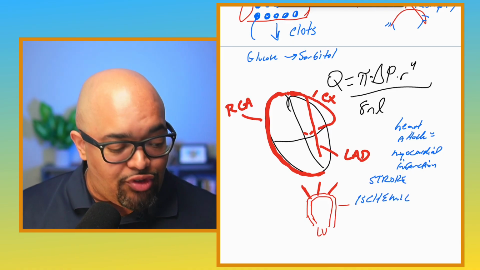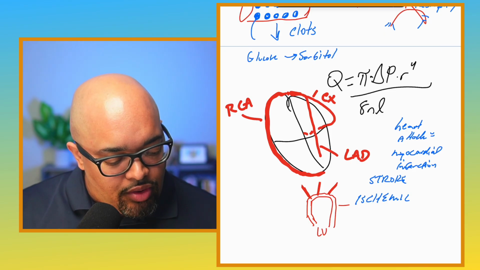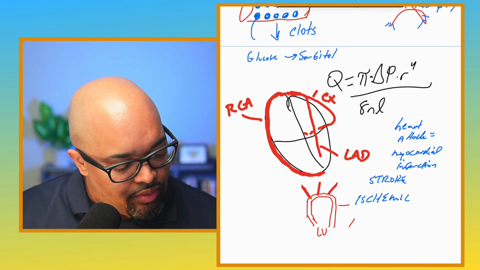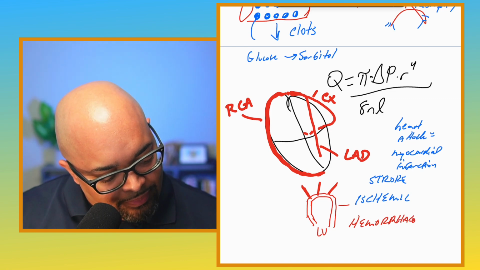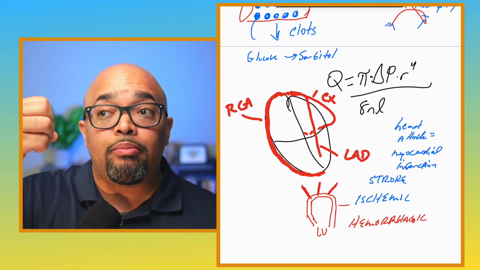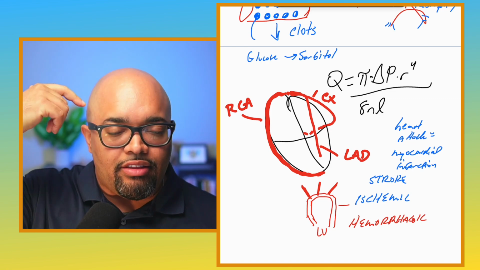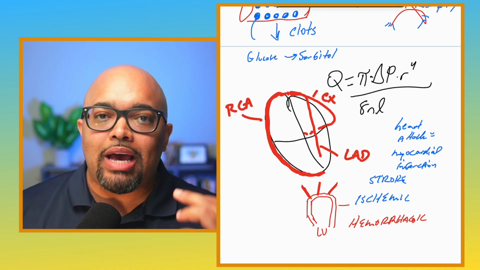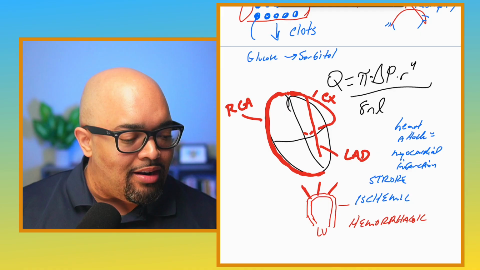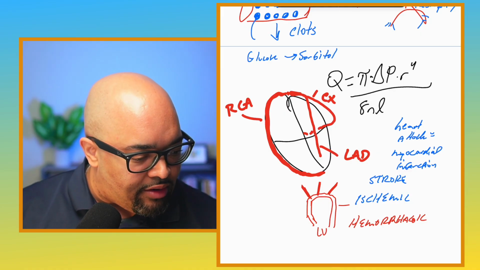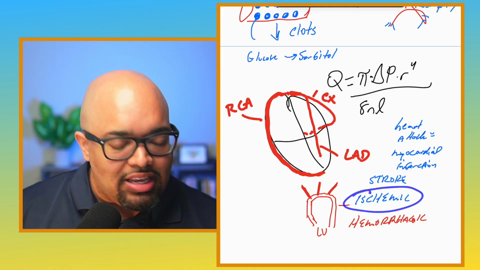What's the other type of stroke? The other type of stroke is a hemorrhagic stroke. Hemorrhagic. And that's where a blood vessel bursts and starts bleeding inside the cranial vault. Okay, two types of stroke, ischemic and hemorrhagic. Which one occurs most? About 72% of strokes are going to be ischemic strokes.